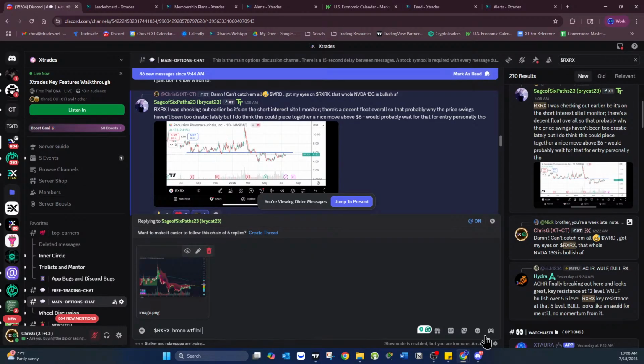Honestly, I think Radnet, the chart also looks ready to freaking bust through. Once it gets above 60, this thing can really get a big move, probably towards 80.